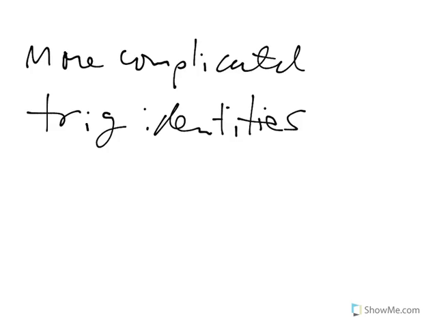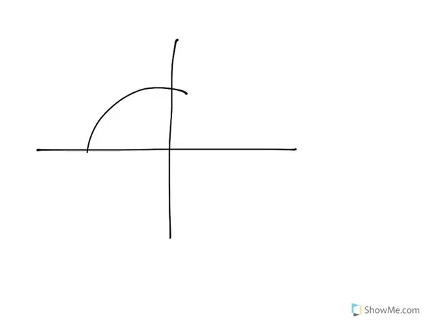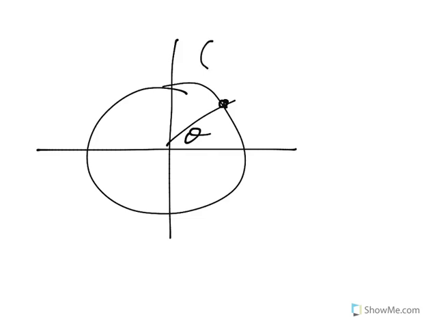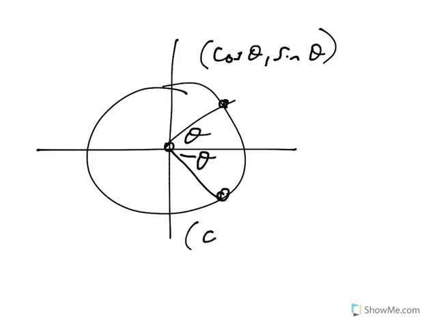There are some more complicated trig identities that require some more sophisticated strategies to prove them. Sometimes they involve negative angles. So I just want to say a quick thing. Here's theta, and the coordinates at this point are cosine theta, sine theta. Now, negative theta would be going in the opposite direction. So this point here is cosine negative theta, comma sine negative theta.